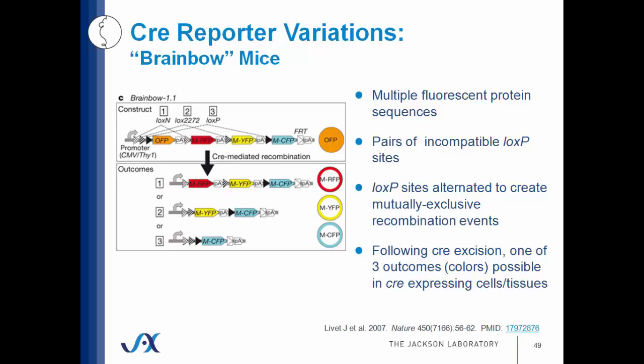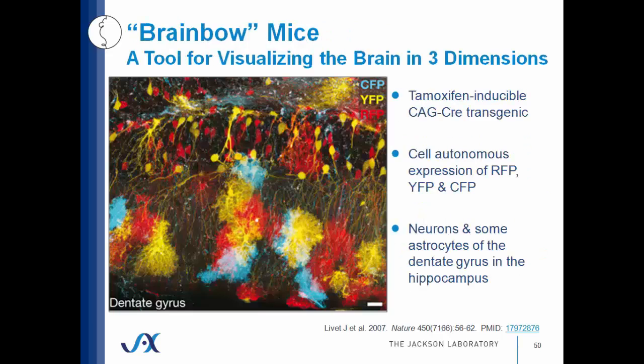You either get red fluorescent protein, yellow fluorescent protein, or cyan fluorescent protein. So when that happens, in this case expressed in the brain, you get individual neural cells that express either red, yellow, or the cyan fluorescent protein, and you can tell them apart, as you can see in this picture. So you can trace all the neurons, all the axons as well of individual cells.